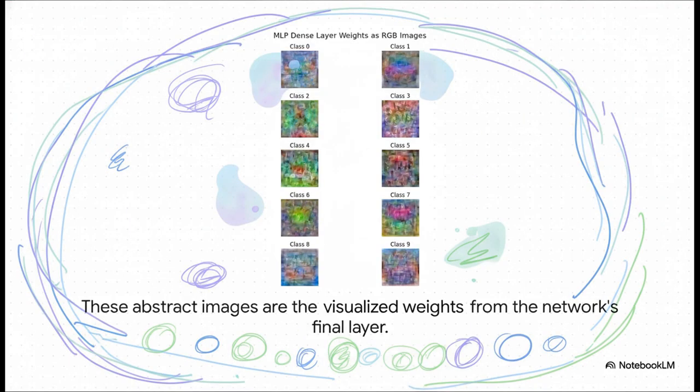And here it is. This is it. This is what our AI has learned. These ghostly, kind of abstract images. These are the weights from the final layer of the network. They are, quite literally, a visual representation of what the AI is looking for. In a way, these are its memories.